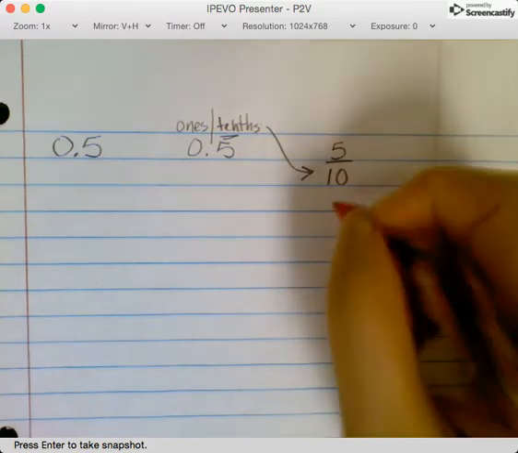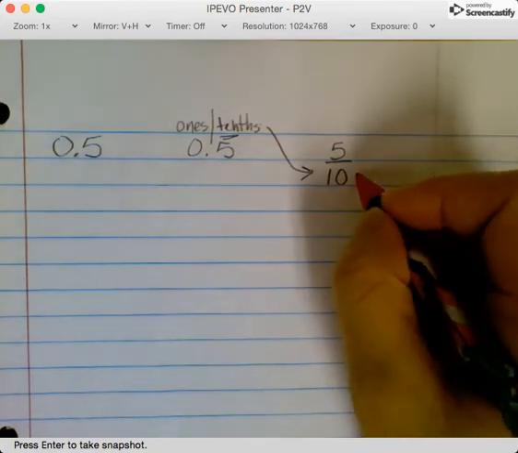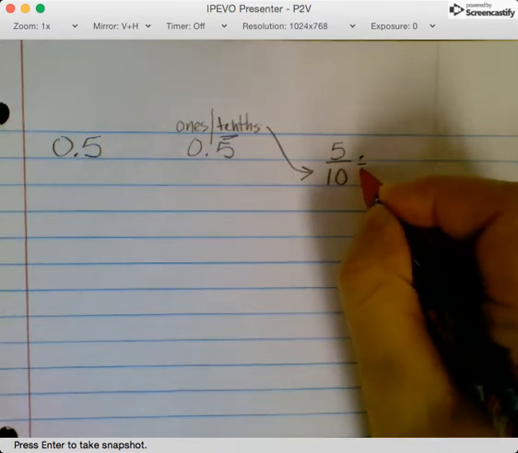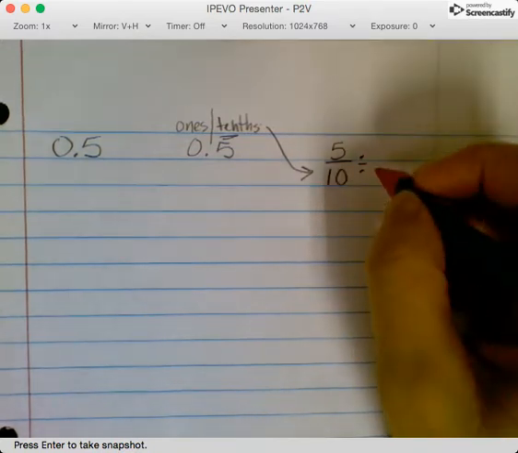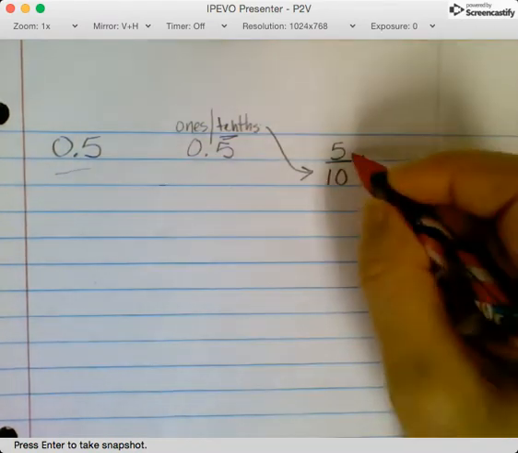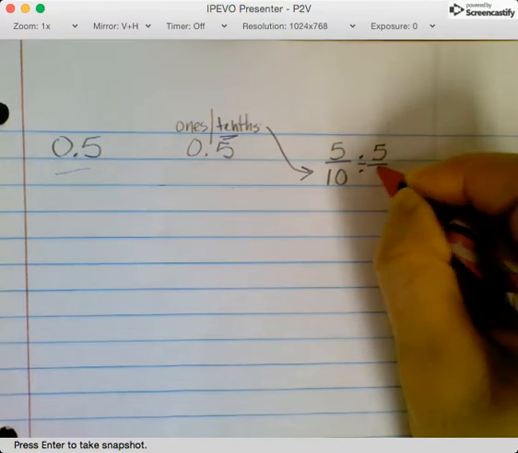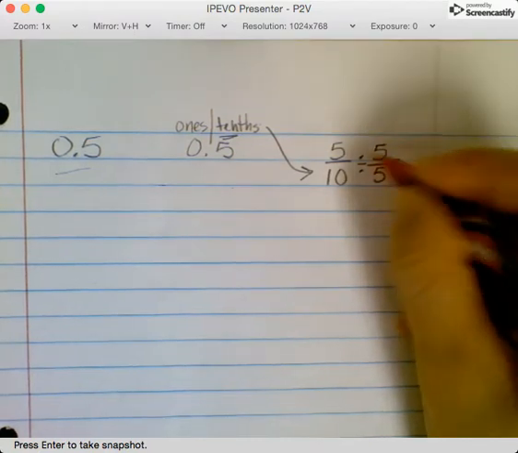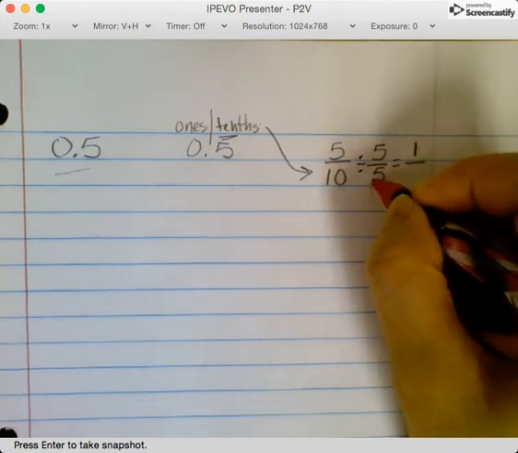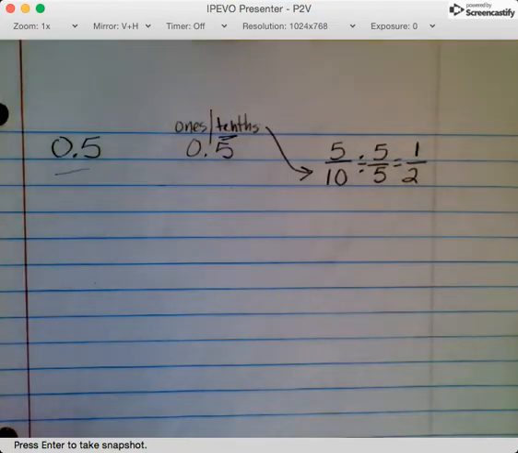Once I've gotten this far, then I can just reduce my fraction to lowest terms by dividing, and that should give me the lowest terms version of 0.5 as a fraction. So 5 tenths, 5 and 10 can just be divided by 5. If you divide 5 by 5, you get 1. And 10 divided by 5, you get 2. And so that reduces down to 1/2.